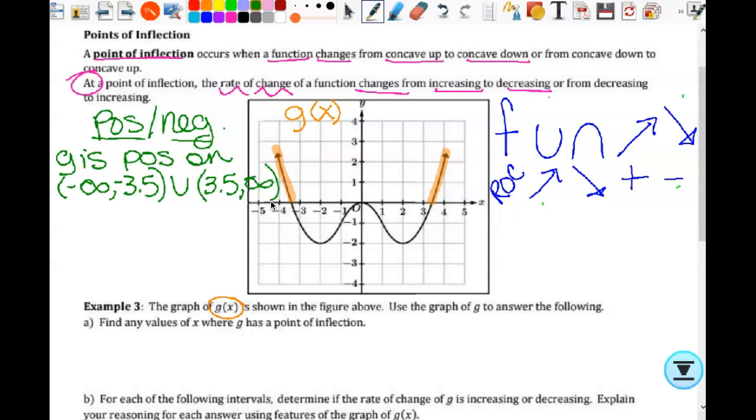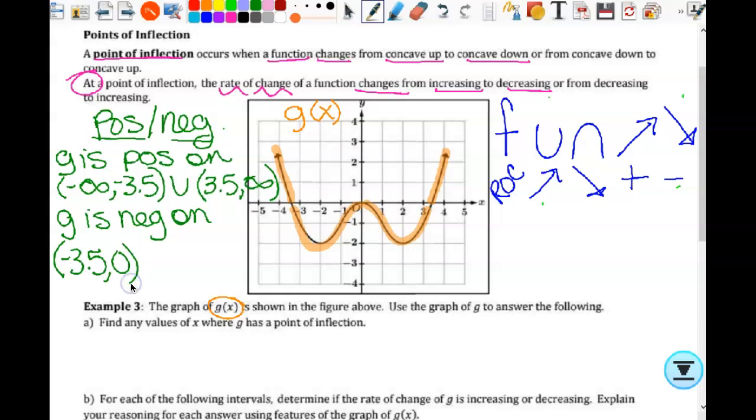All right? So then we're going to talk about g being negative. G is negative on, well, it's negative here and here, right? So I know I can start at negative 3.5. Can I go all the way to 3.5? No. Where can I go to? 0. And why can't I include 0? Exactly, because not only is the x 0, but the y is 0 there as well. So then I have to start back over on the other side and go from 0 to 3.5.